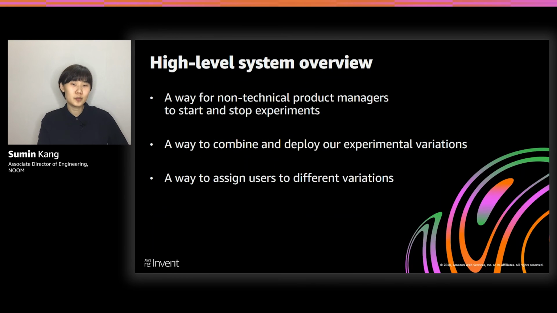So let's dive a little bit deeper and talk about what the system will actually look like. High level, in order to run experiments, we need the following 3 things. First, a way for non-technical product managers to start and stop experiments. Second, we need a way to combine and deploy our control and different variation codes for our experiments. And third, we need a way to place users into these different variations.